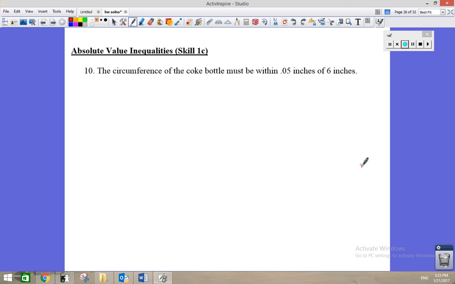We need our Coke bottle to be an ideal size because people are going to look at that and estimate the volume, and we don't want it to be underfilled or overfilled. Underfilled makes people mad. Overfilled, we're going to lose money. So let's let x be the circumference of our Coke bottle, and we're in units of inches.